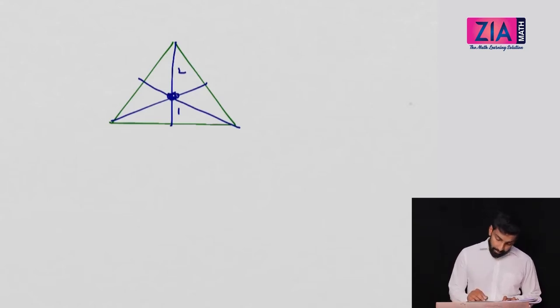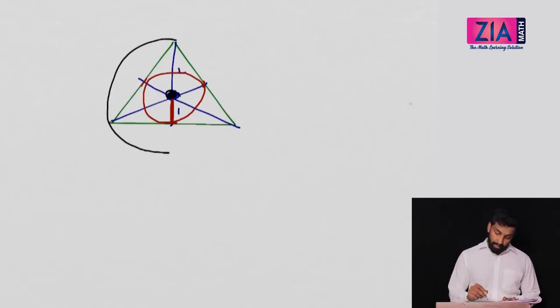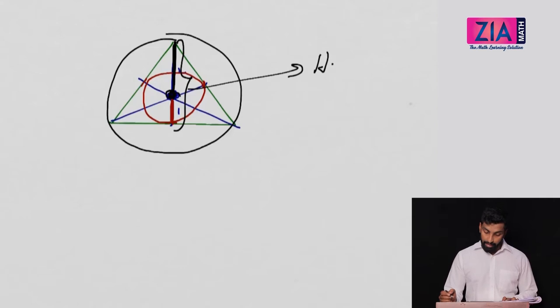Now by keeping this centroid as the center, if you draw an inradius, it has to touch the triangle, this side and this side, right? If you draw an incircle, it will go like this. So this is the radius. Now if you keep this as a center and draw a circumcircle, this is the radius, right? So this together is the height in an equilateral triangle.